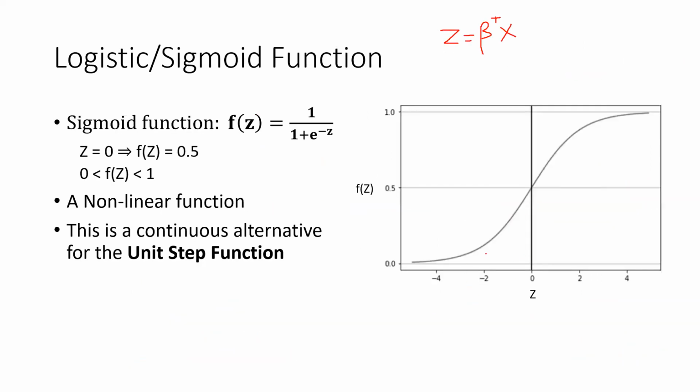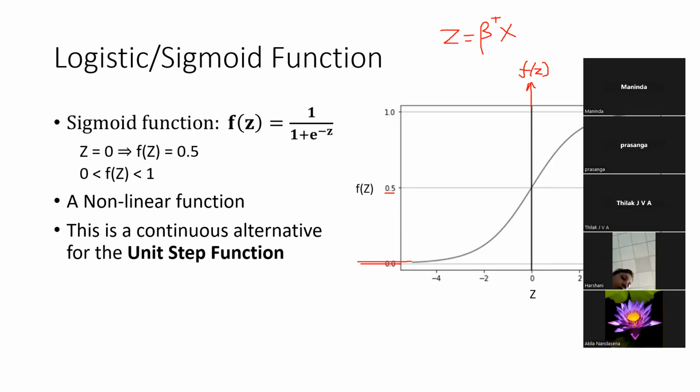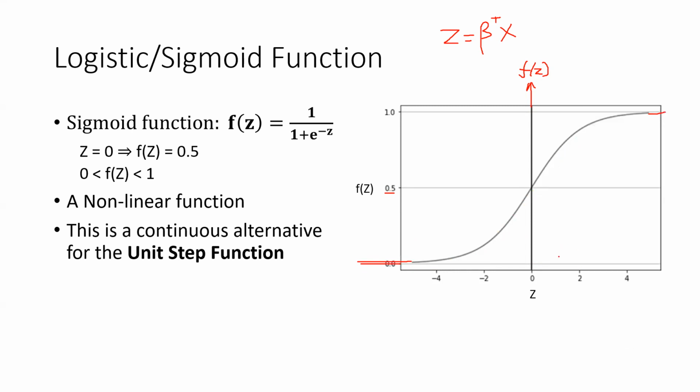So this function is actually the original logistic function. It cuts the y-axis, or in this case the f(z) axis, at point 0.5, right? And it does not touch 1, it would touch the 1 at infinity, and it would touch the 0 at negative infinity. So the curve would be like this. So this is the logistic function or the sigmoid function.